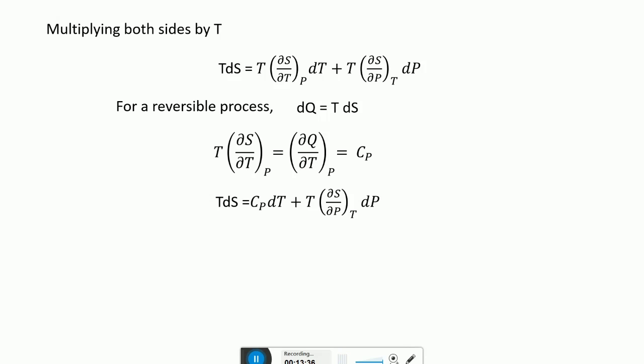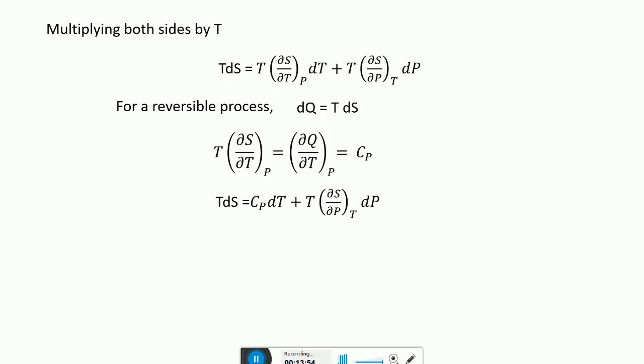Again we have to consider the second law of thermodynamics. For a reversible process, dq is equal to TdS. So it follows that T into curly S by curly T at constant P is equal to curly Q by curly T at constant P, which is equal to Cp, where Cp is the specific heat at constant pressure. So the above equation becomes TdS is equal to Cp dT plus T into curly S by curly P into dP, with constant temperature T.